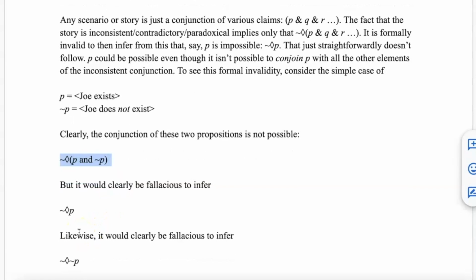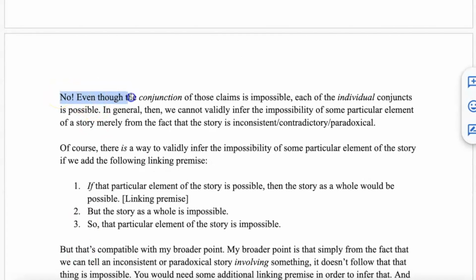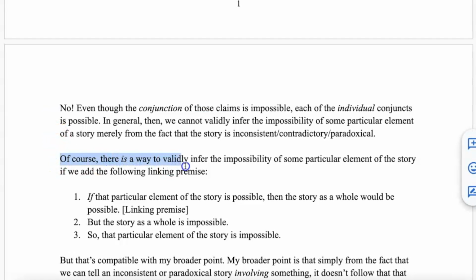And likewise, of course, it would clearly be fallacious to infer the impossibility of the other conjunct within this conjunction. So it is not possible that P is false, or it is not possible that not P. I say here, no, right? Even though the conjunction of those claims is impossible, each of the individual conjuncts is possible. In general, then, we cannot validly infer the impossibility of some particular element of a story merely from the fact that the story as a whole is inconsistent or contradictory or paradoxical. Of course, there is a way to validly infer the impossibility of some particular element of the story if we add the following linking premise.